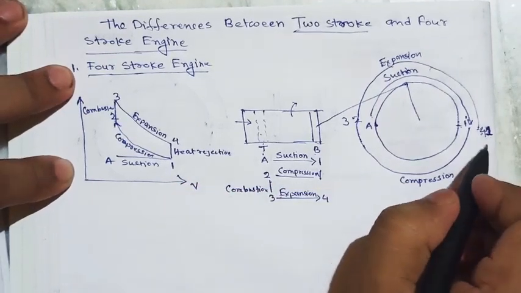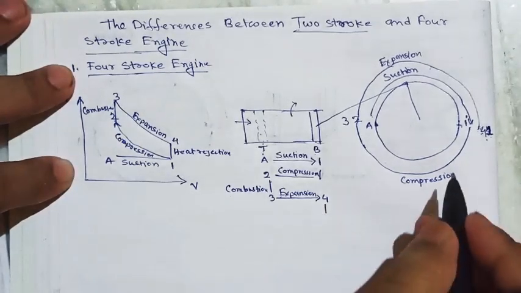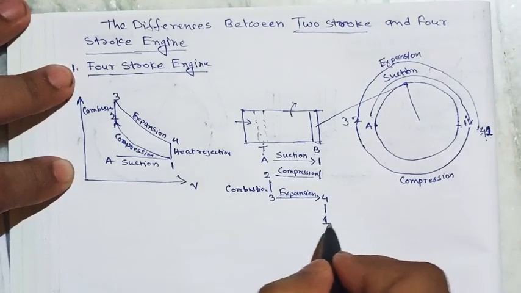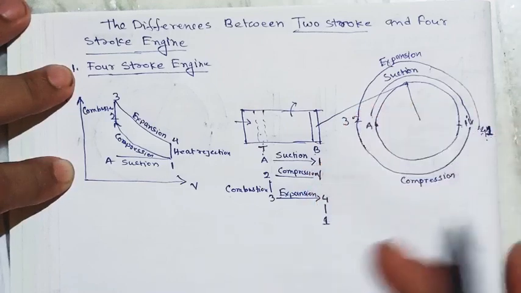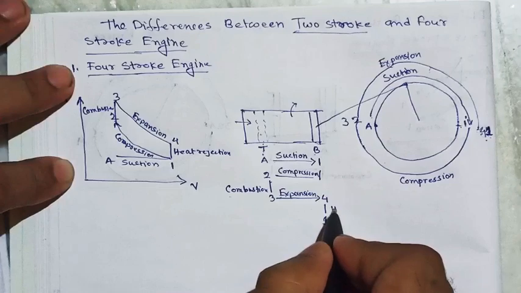This is the heat rejection process. This 4 point and 1 point, this is the constant volume process, not moving. So this process is heat rejection.